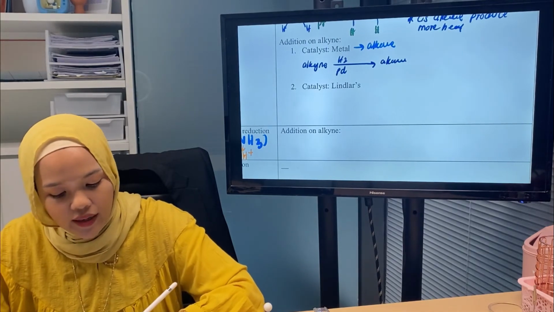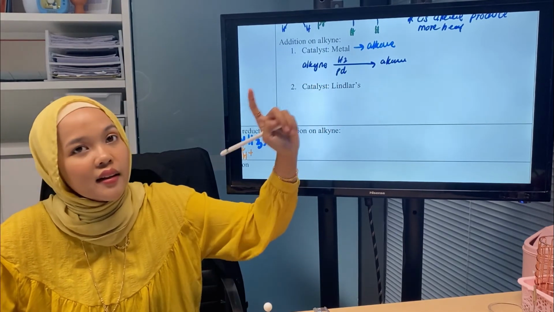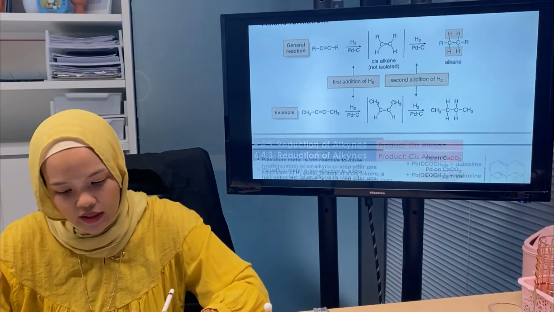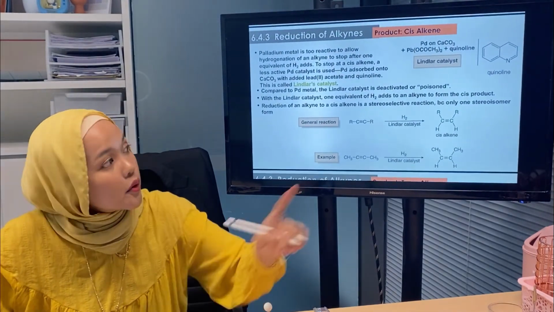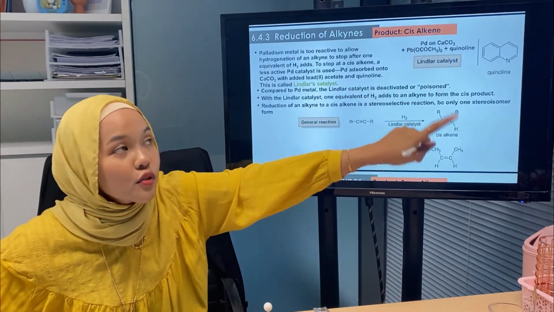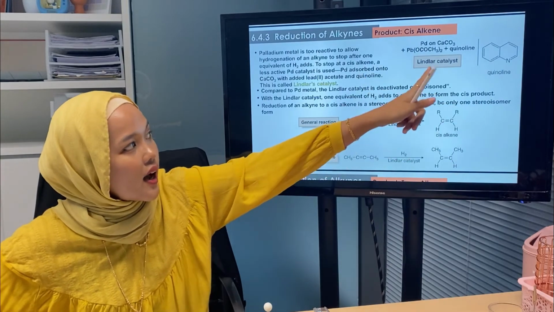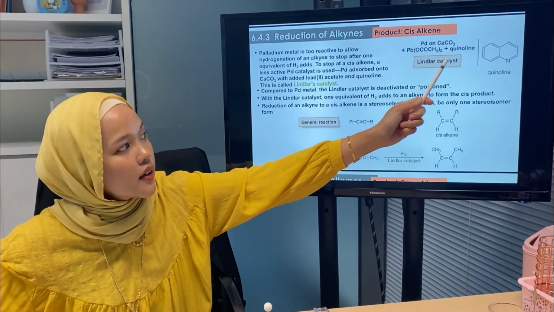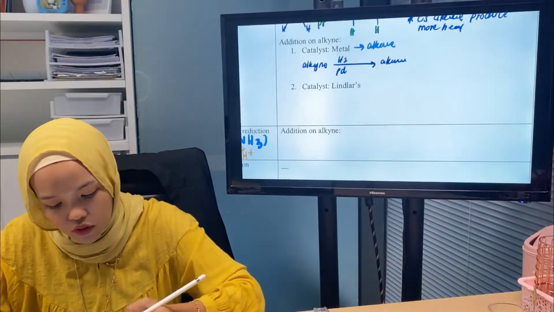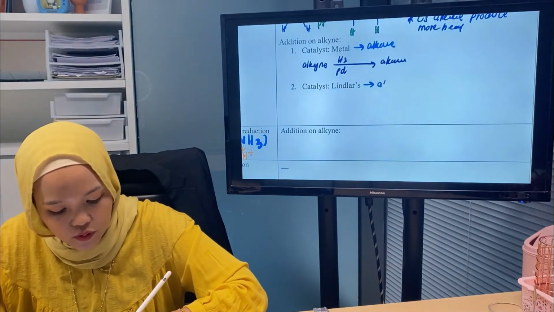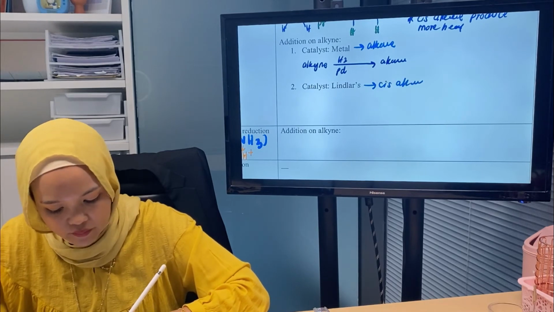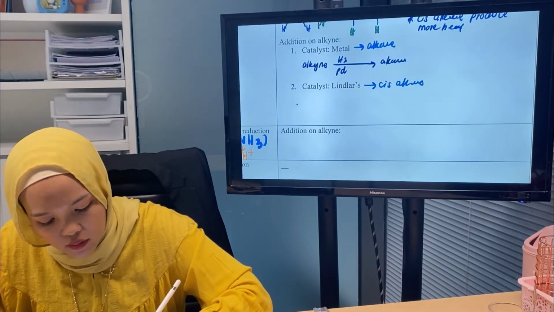If you use a catalyst that is not a metal catalyst, we call it Lindlar catalyst. Here, the product is cis-alkene. If you want to produce cis-alkene, you must use Lindlar catalyst, a lead catalyst. This is a bit complex, but you just call it Lindlar catalyst. So if you use Lindlar catalyst, you are going to produce cis-alkene.